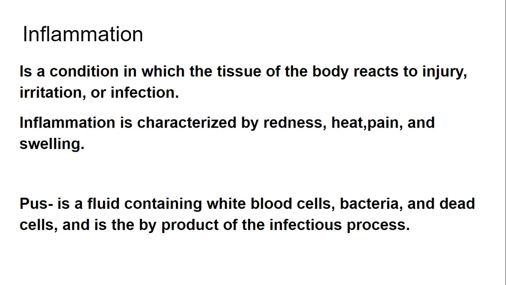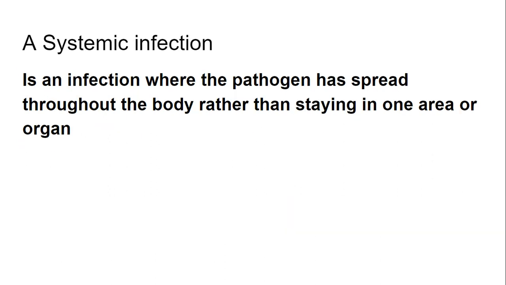Pus is a fluid containing white blood cells, bacteria, and dead cells, and is the byproduct of the infectious process. A systemic infection is an infection where the pathogens have spread throughout the body rather than staying in one area or organ. So systemic is like system, it's going to affect the system as a whole.